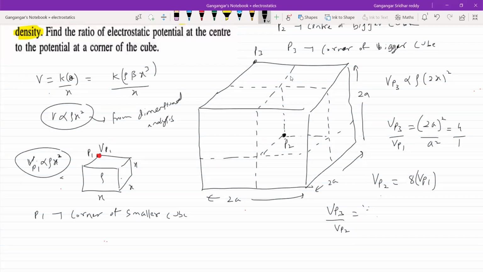Okay, what was the question? VP3 by VP. VP3, you write it. For 4 VP1, you write like this. This will be 4 VP1. VP2, what can you write? 8 VP1. 1 by 2. So what is our answer now?